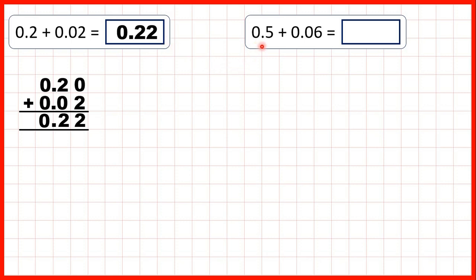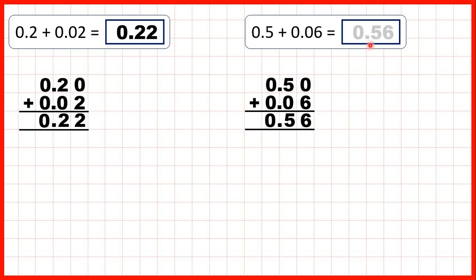Now we have 0.5 plus 0.06. Again, we can write the numbers out, making sure that the decimal points are lined up, so that our ones, tenths, and hundredths columns are lined up as well. We can write 0 in this empty square and copy the decimal point down into our answer. Now 0 plus 6 is 6, 5 plus 0 is 5, and 0 plus 0 is 0. So our answer is 0.56.